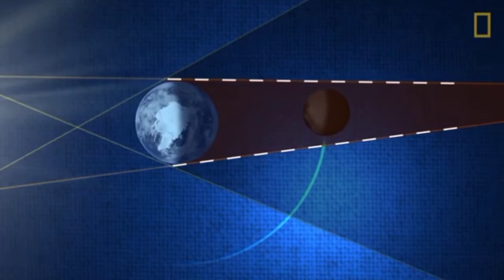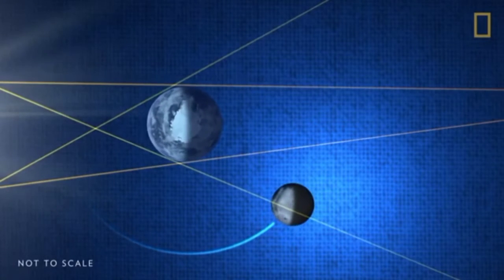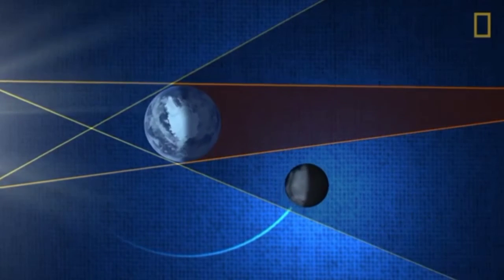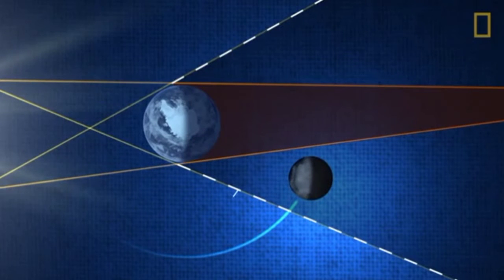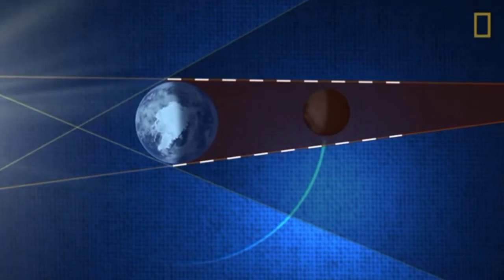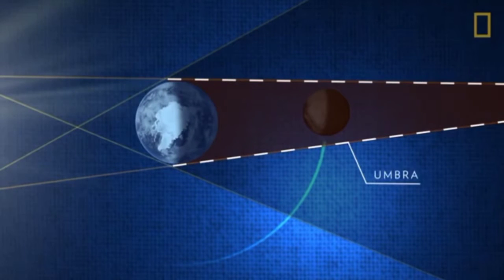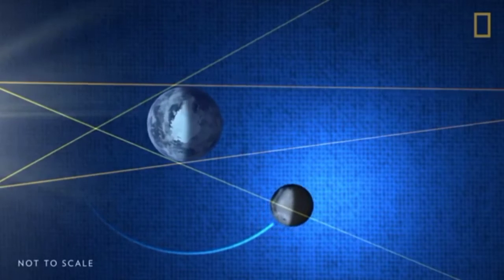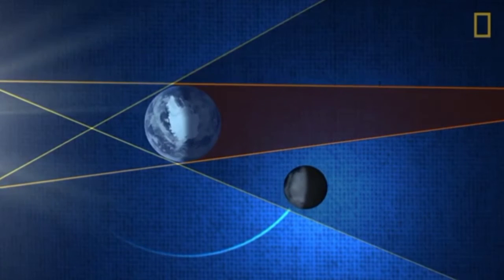The penumbral shadow is a zone where the Earth blocks part, but not all, of the sun's rays from reaching the moon. In contrast, the inner or umbral shadow is a region where the Earth blocks all direct sunlight from reaching the moon. Normally, astronomers recognize three basic types of lunar eclipses.